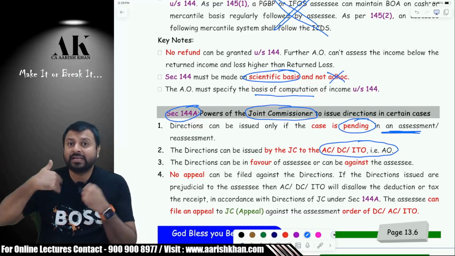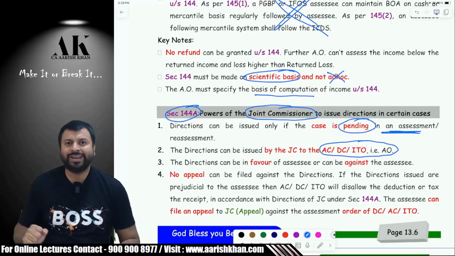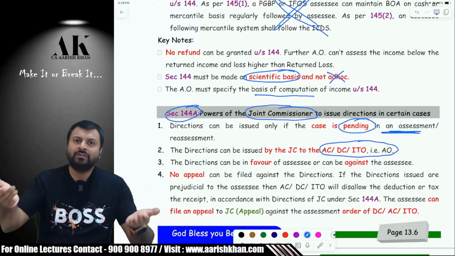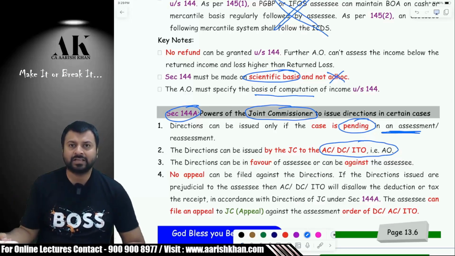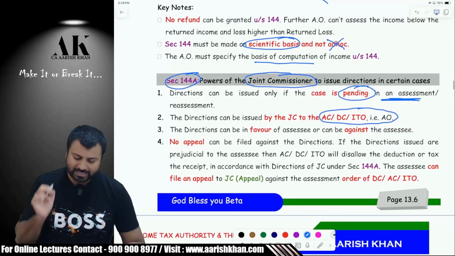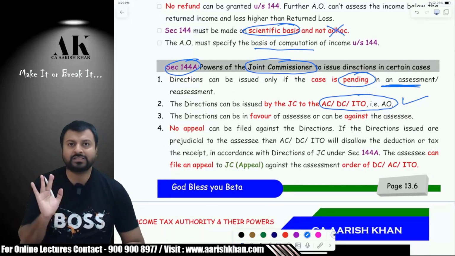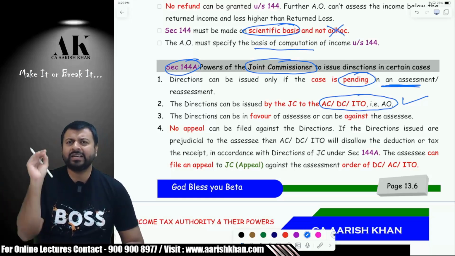Or if the JC himself feels that the assessment is not done properly, JC himself can also come into the picture. So the proceeding can initiate from any of the three sides: from AO's side, from assessee's side, or from the JC's side. From whichever side the JC comes, the JC will give his direction, and whatever direction JC gives is binding on the assessing officer. The assessing officer has to follow that. On assessee, it is not binding.